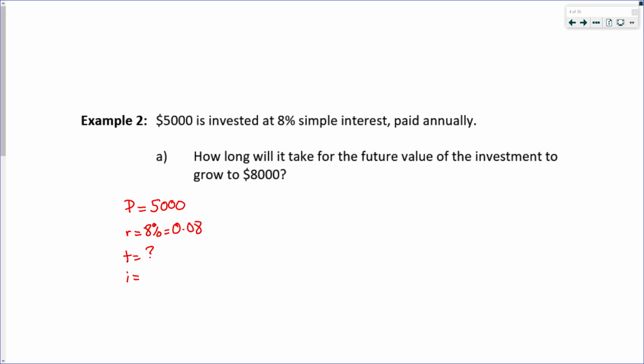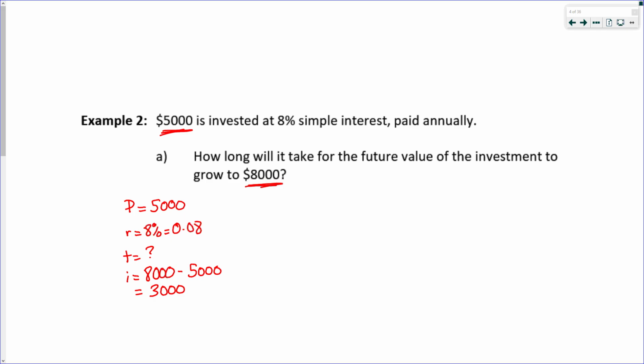And now for the interest earned, I have to be careful because my final investment here is this 8,000, but I started already with 5,000. So the interest I earned is the difference between the two. To find my interest, I'm going to take the 8,000, what I ended up with, and minus what I started with. So 8,000 minus 5,000, I get 3,000. The extra money, the interest I earned, is 3,000.